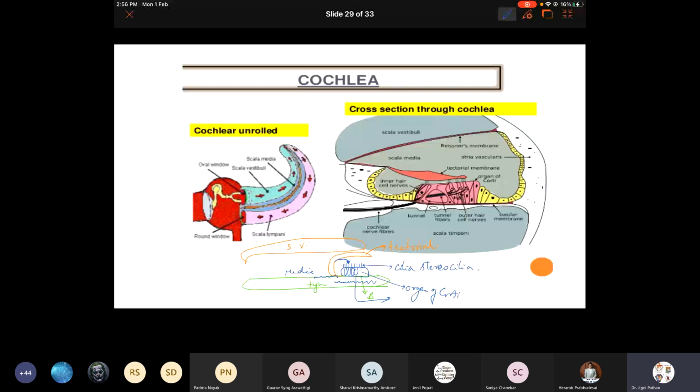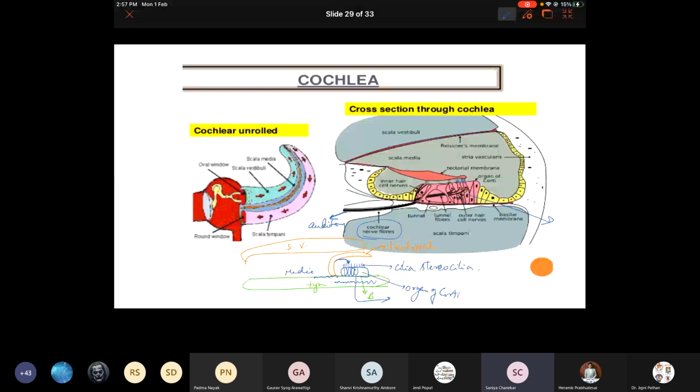If you see here, this is the organ of Corti. You can see cilia here and the tectorial membrane here. So whenever there's a disturbance in the endolymph, perilymph or basilar membrane, these cilia come in touch with the tectorial membrane. When they come in touch, they get activated and send cochlear nerve fibers to the auditory centers. This is how we listen or hear. Got the point, everyone? Yes or no?